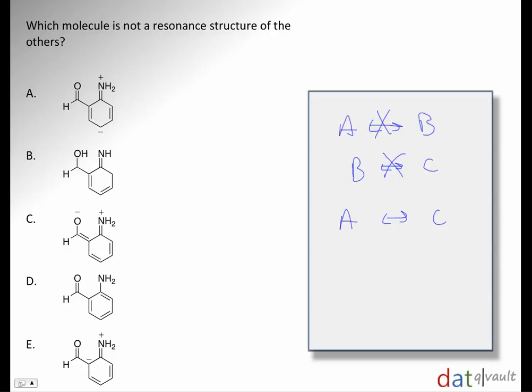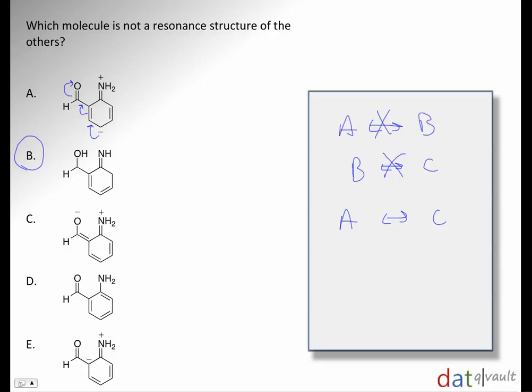You're not able to draw on the test, but I'll show you how these are resonance structures. You can take these electrons here, put them into this carbon-carbon bond, move these electrons into this bond, and move the electrons here up onto oxygen, and you'll get structure C from structure A. You can do the same thing for D and E. So we find out that B is definitely the outlier, just using the first rule to pick out that B is definitely not a resonance structure of either A or C.